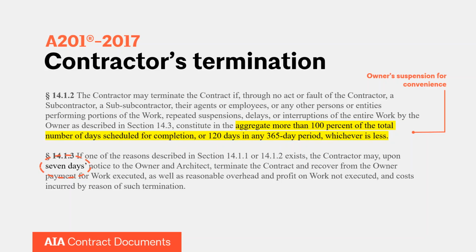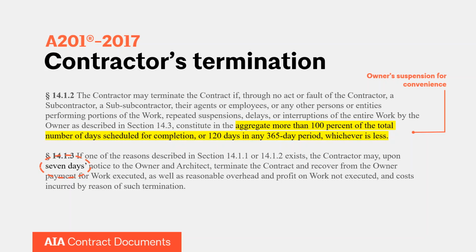Section 14.1.2 discusses that if a contractor has been delayed through no fault of their own, again, and those delays aggregate to more than 100% of the total number of days scheduled for completion, or 120 days in any 365-day period, whichever is less. And when you look at that 100% of the total number of days scheduled for completion, that's basically another way to say the contract time. So if at the very outset of the project you'd agreed to a contract time of 60 days, and you've had aggregated delays that are more than 60 days, that's your trigger. So that's another opportunity.